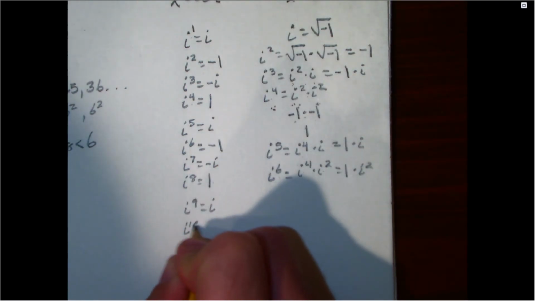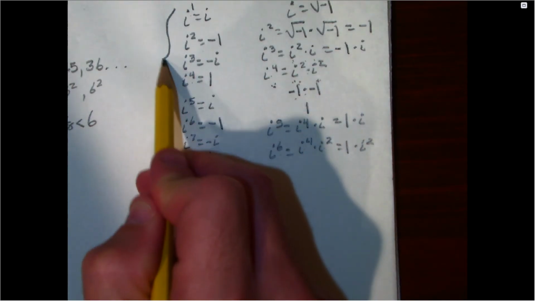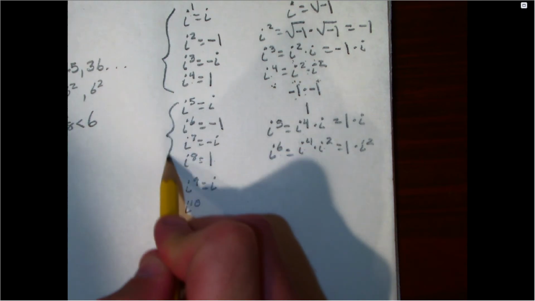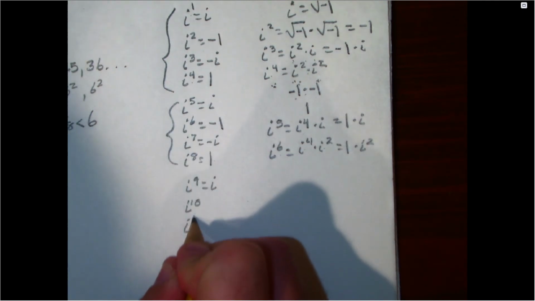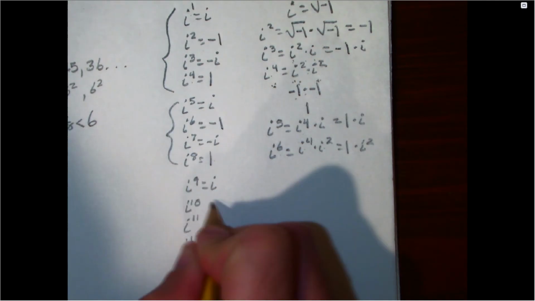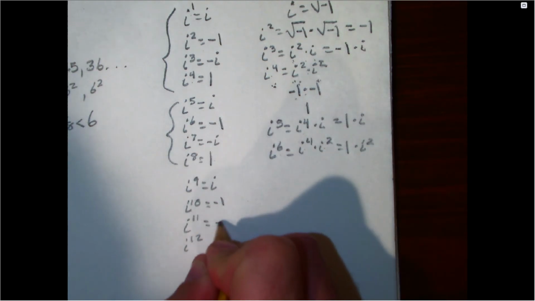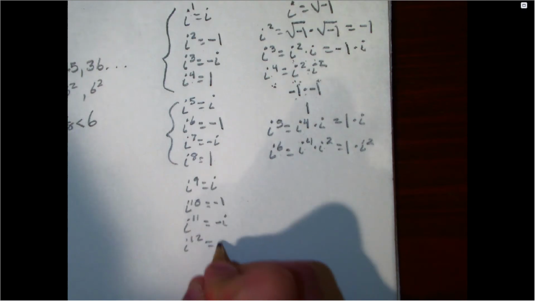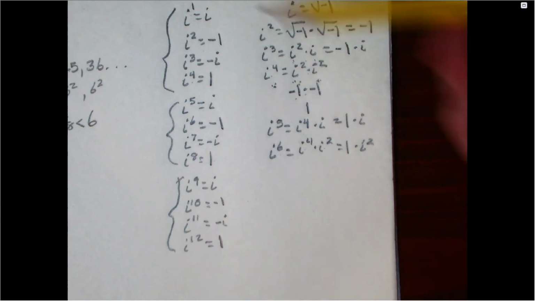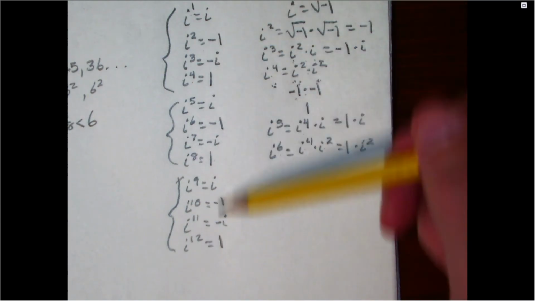And you have i to the 10th. So what's going to happen here, if you haven't figured it out by now, is that you get the same 4 answers cycling over and over and over again. i to the 10th is going to be negative 1. i to the 11th is going to be negative i. And i to the 12th is going to be 1 again. So these same 4 answers cycle over and over and over again.